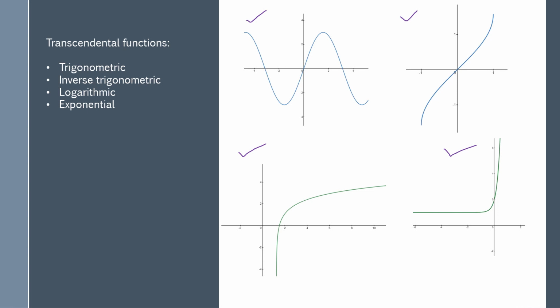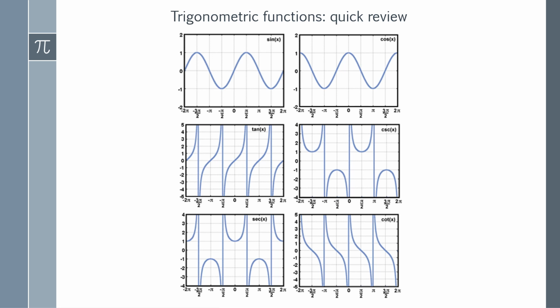Now there are other functions that are also considered transcendental functions, but we will only focus on these four types. And you might have to review some of the basic properties of these functions before attempting to compute limits. Now let's go ahead and do a very quick review of the main properties of trigonometric functions.